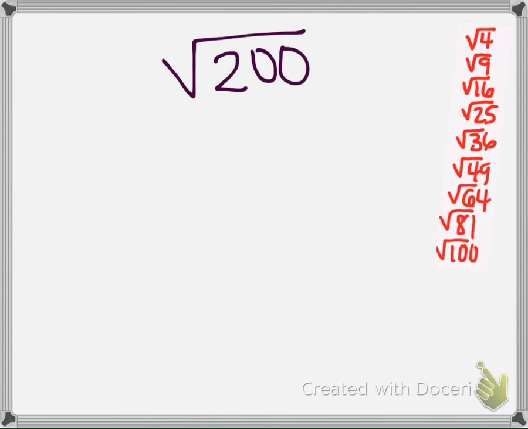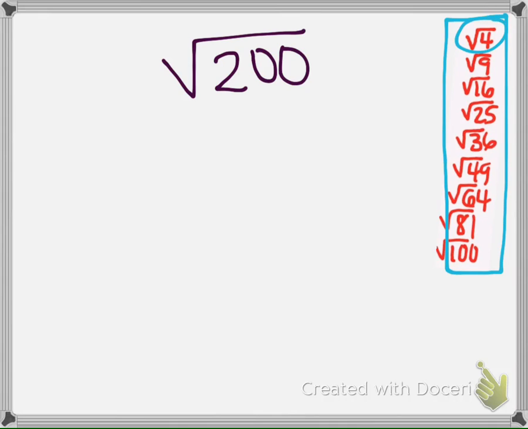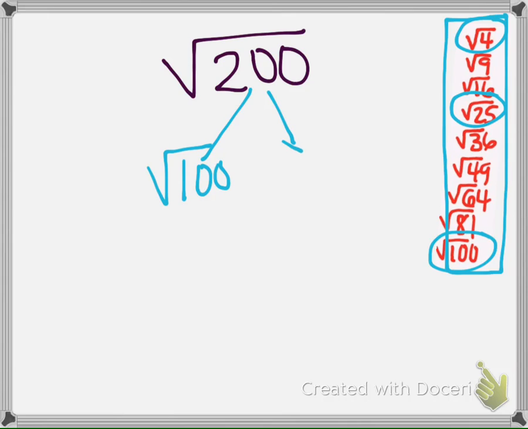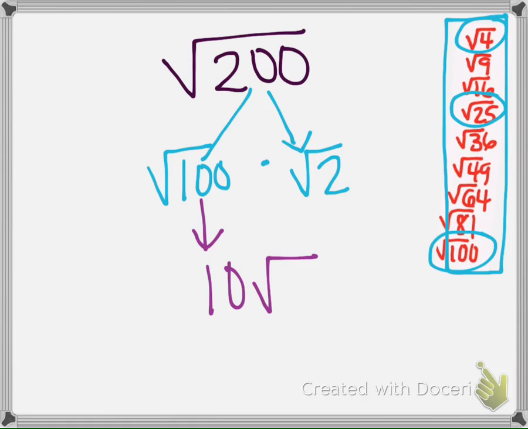Alright, here we have the square root of 400. So we're going to take a look at our list here and see what can go into 200. So 4 can go into 200, 25 can, but 100 can, and it's larger. So if I pick square root of 100 times square root of 2, square root of 100 is 10, so we get 10 radical 2.